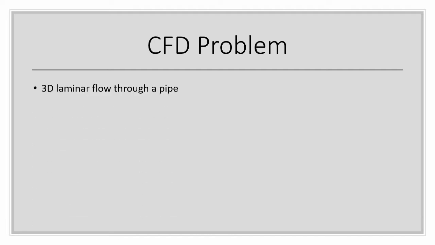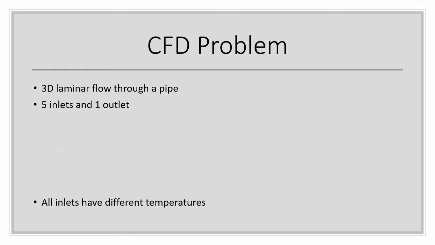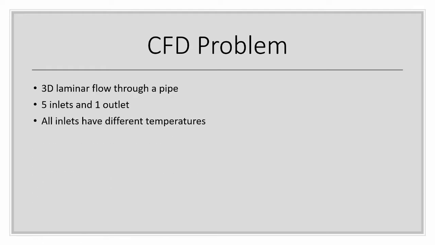Our CFD problem consists of a 3D laminar flow through a pipe with 5 inlets and 1 outlet. All inlets have different temperatures, and we'll be finding the velocity and temperature at the outlet.